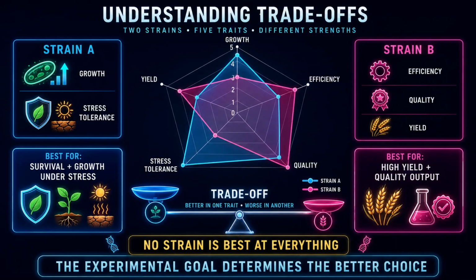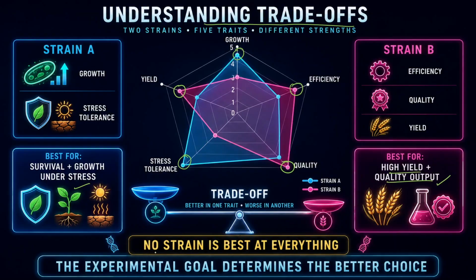Let's understand the trade-offs. A trade-off means that a strain may perform better in one trait but worse in another. In this radar chart, strain A, shown in blue, has higher growth and stress tolerance. Therefore, it is a better choice when the experimental goal is survival and continued growth under stressful conditions. Strain B, shown in pink, performs better in efficiency, quality and yield. Therefore, it may be a better choice when the goal is high yield with good quality output.